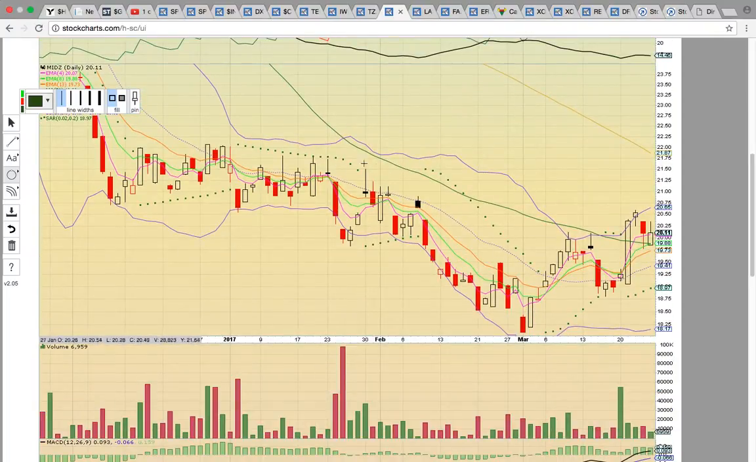And what you can see here is the middle Bollinger Band turning into support. Notice this zone here. The middle Bollinger Band's a dotted purple line. That level turned into support, and now you've got the 50-day simple moving average holding, the green line.